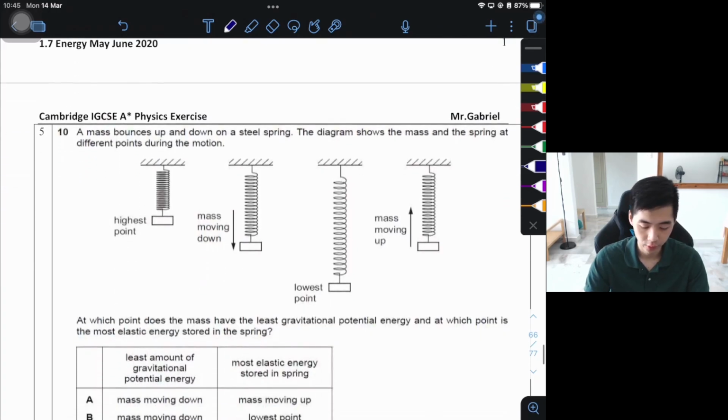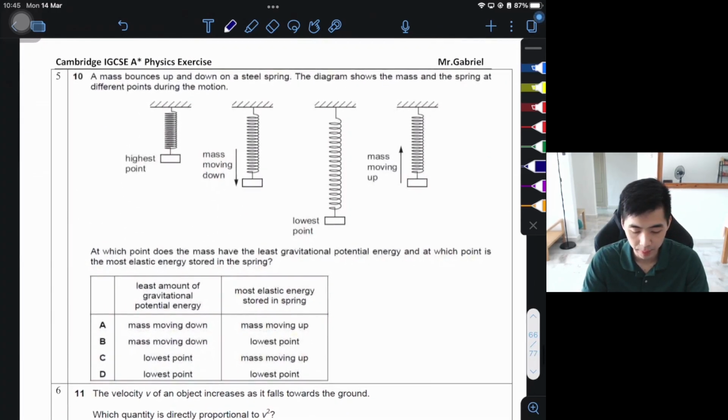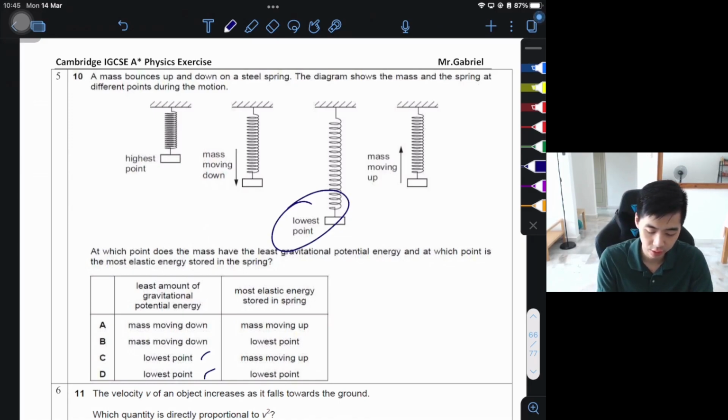Okay, and moving on to the next question here. A mass bounces up and down on a steel spring. The diagram shows the mass on the spring at different points during the motion. At which point does the mass have the least gravitational potential energy, and at which point does it have the most elastic energy stored? The least gravitational potential energy is when it's at the lowest point, so obviously it's going to be either C or D. And the most elastic energy stored is when it is stretched the most or compressed the most, right? So looking at this question here, the stretch is the most at the lowest point again.